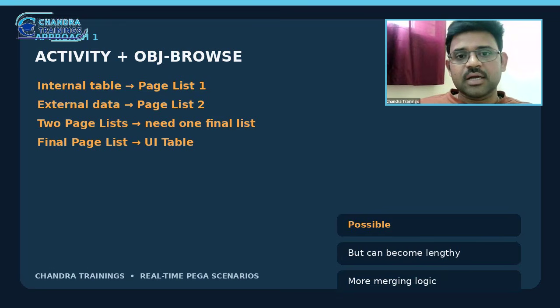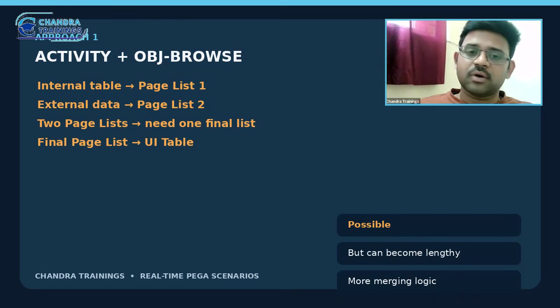Suppose I get the data from my first table. I can store the data in one page list. We can get data from the second table separately, and store this into another page list. Okay, now page list 1 from table 1, page list 2 from table 2. Now my UI tabular layout needs to display all this information. Can I directly give both page lists to one table layout? No, right? The table needs only one source.